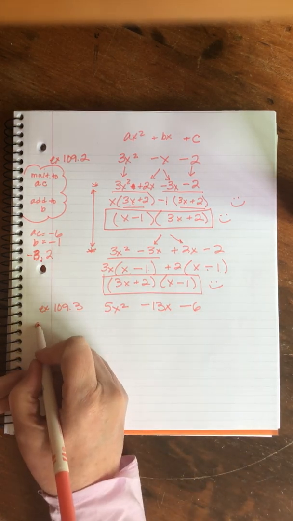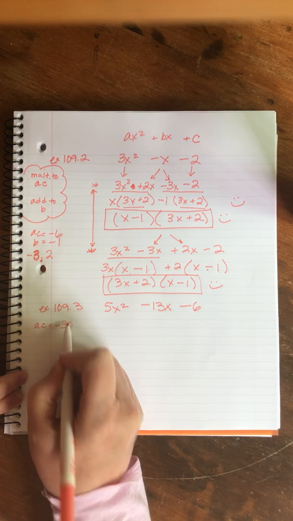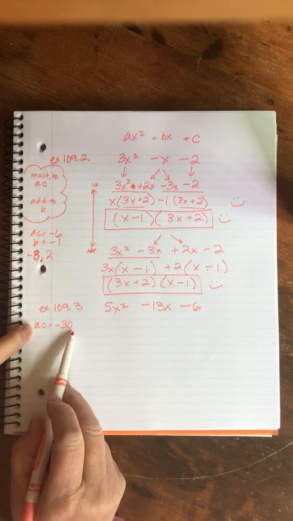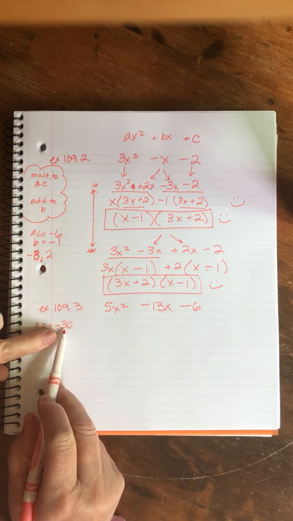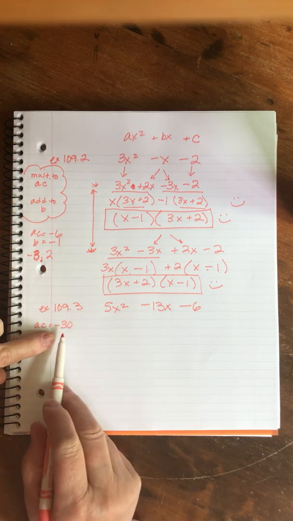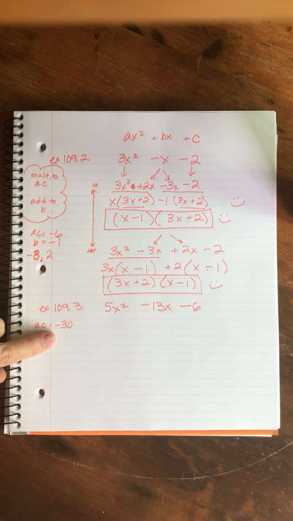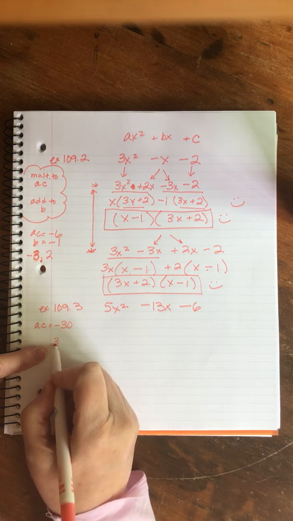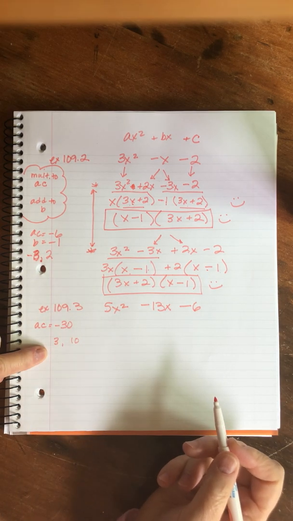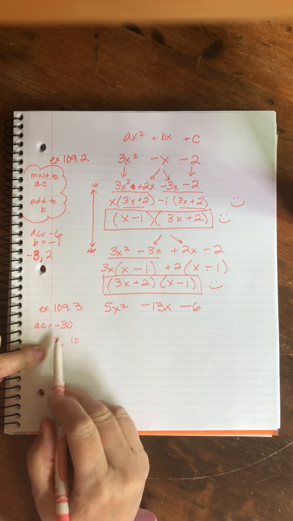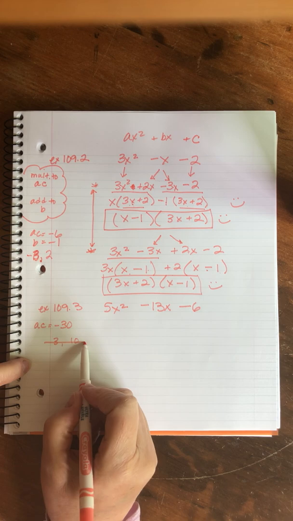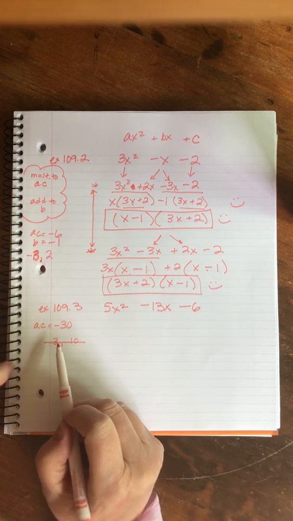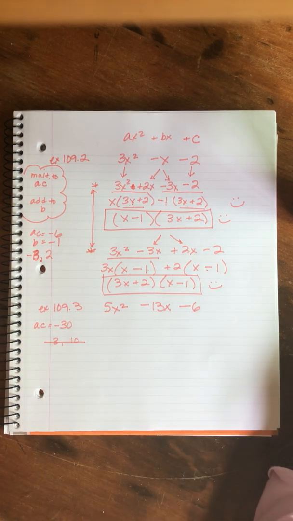5 times minus 6 equals minus 30. So I jot my little note here. A times C equals minus 30. And then I know I'm looking for two numbers that multiply to this and add to this. And I first think of 3 and 10, but that would only work if this was positive, right? There's no way with 3 and 10, one of those would have to be negative in order to get the negative 30. And now I'm looking at either 7 or minus 7. So this, no. But I get excited because 3 and 10 seems like it should work.